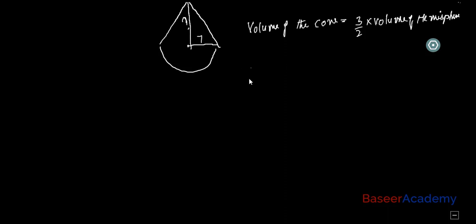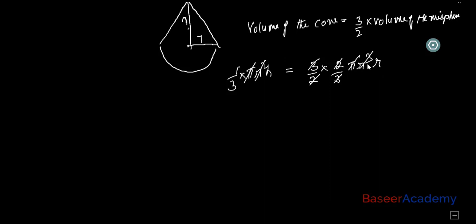Now the volume of a cone is 1 by 3 pi r square h. Right hand side, 3 by 2 I am writing as it is, volume of hemisphere. Volume of sphere is 4 by 3 pi r cube, so volume of hemisphere would be 2 by 3 pi r cube. This 2 and this 2 get cancelled, this 3 and this 3 get cancelled, this pi and this pi get cancelled. I can also cancel r square and r cube, and 1 r would be remaining on the right hand side.